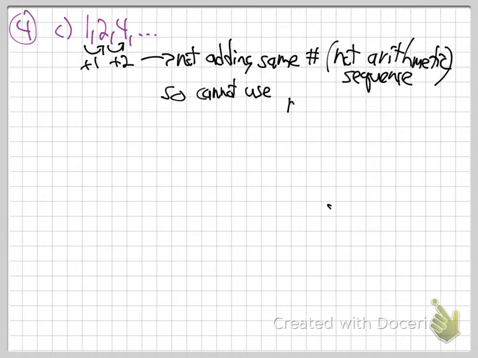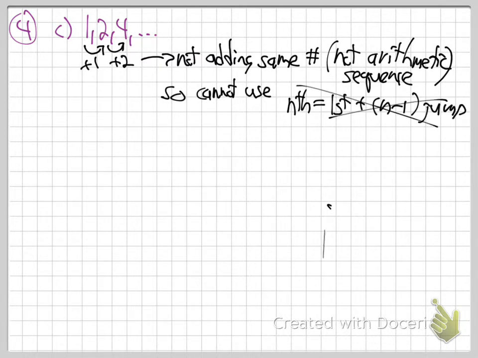Nth term is first term plus n minus 1 times the jump. We can't use that because this one is not adding the same number every time. So we've got to scratch that plan. What are we going to do then? Let's go back. 1, 2, 4, dot, dot, dot. So we have to come up with a new game plan. We've got to kind of look for the pattern ourselves. Well, what's going on?